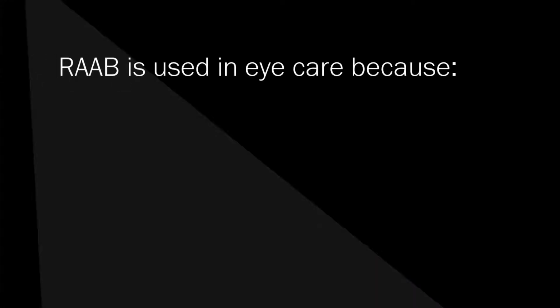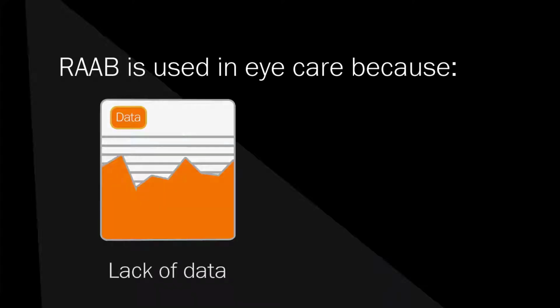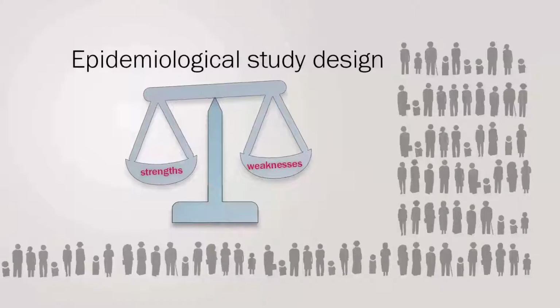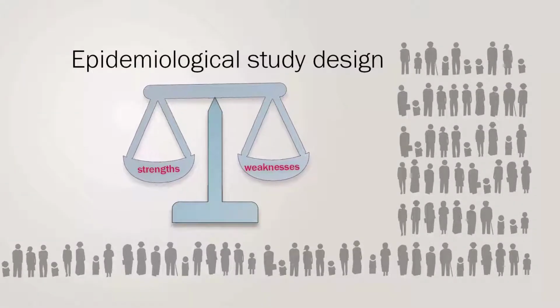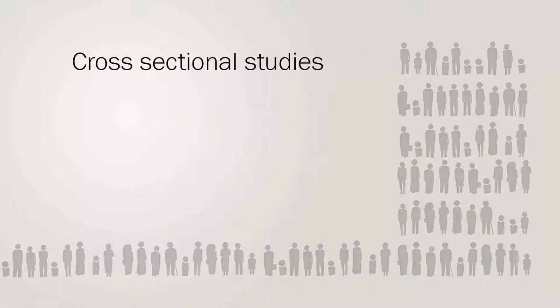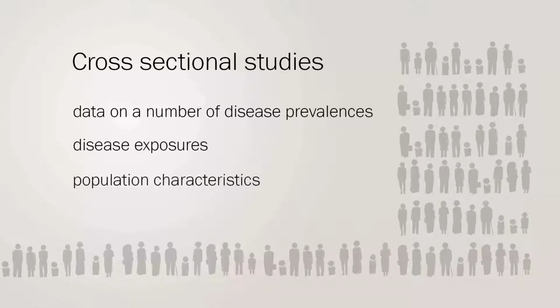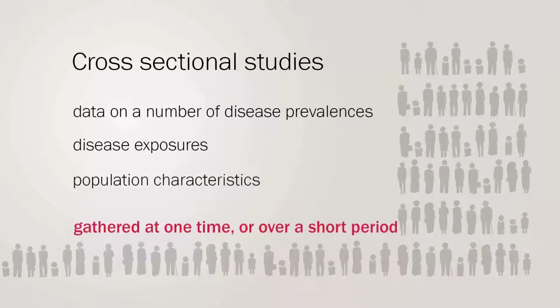The RAB method is used in eye care because there is a lack of data needed for planning eye care services. Traditional surveys are difficult and expensive. Each type of epidemiological study design has its strengths and weaknesses. In cross-sectional studies, we gather data on the prevalence of and exposure to a number of diseases and population characteristics. These are gathered at one time or over a short period.